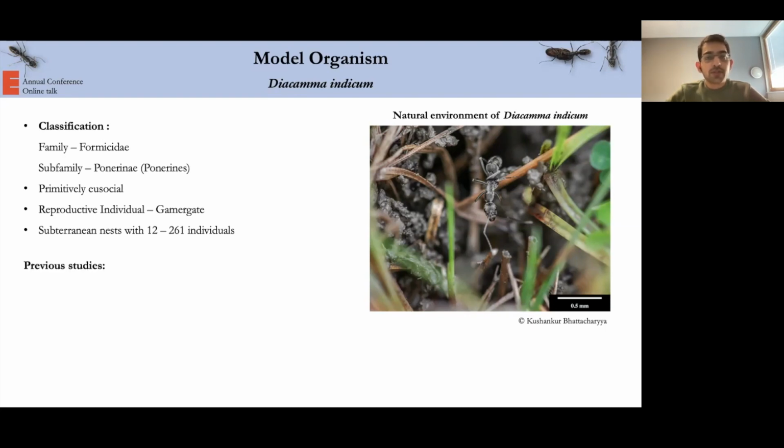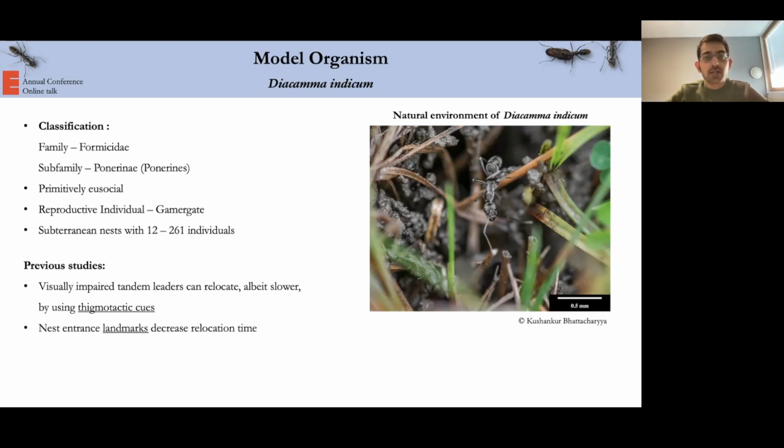Previous studies in this species have shown that visually impaired colonies could successfully relocate using tactile cues, although the transportation time is slower. They can use natural landmarks near the nest entrance, which, when displaced, affects the path efficiency of tandem running pairs during relocation. And antennae, which are used for tactile sensing, when restricted, increase the relocation time and the number of interruptions of tandem running pairs. These studies, along with the sensorily rich natural environment Diacamma lives in, indicate the importance of vision and touch for the species.